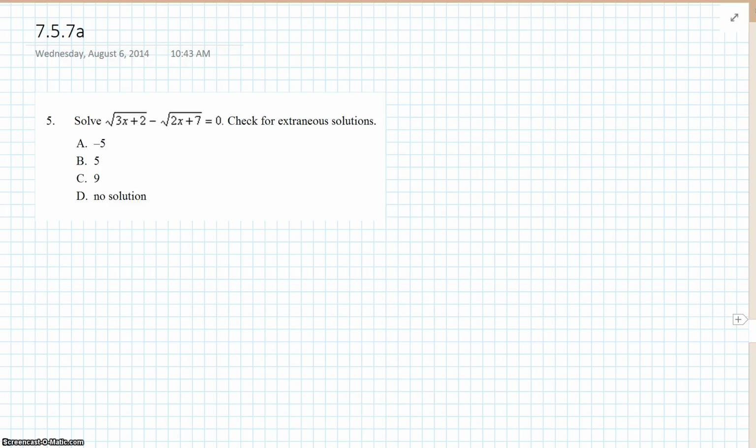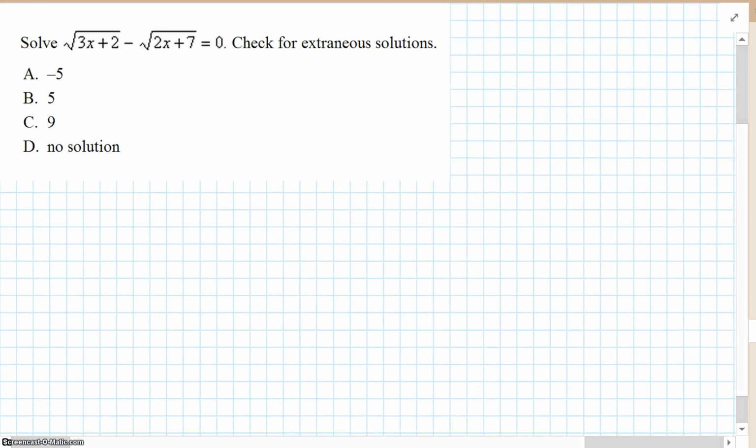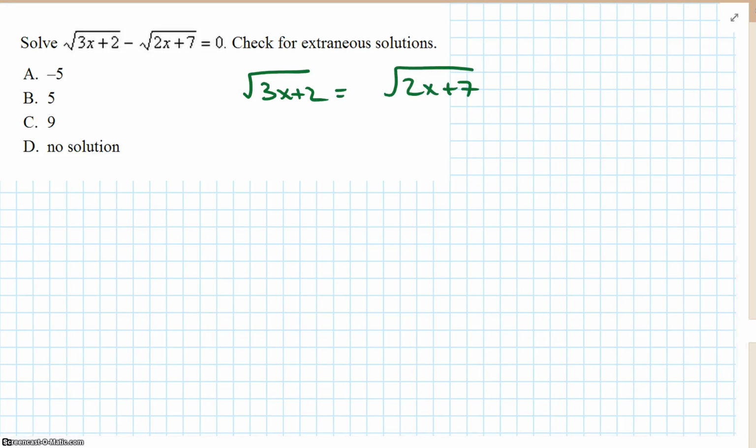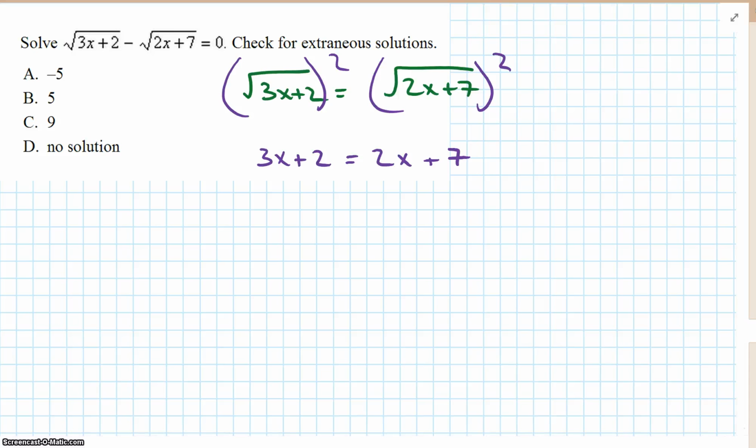Okay? Last example. All right, solve the square root of 3x plus 2 minus the square root of 2x plus 7 equals 0. Okay, for step 1, we're going to set them equal to each other. So I got the square root of 3x plus 2 equals the square root of 2x plus 7. Step 2, I'm going to square both sides. So I'm going to get 3x plus 2 equals 2x plus 7. Now isolate for x and solve.